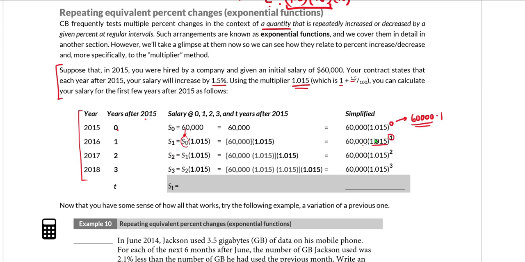Now, we're not going to actually calculate this out because the actual value is irrelevant here. We want to look at the structure of what's going on and discover how to structure any similar type of scenario. Now, in 2017, which is 2 years after 2015, this would be the expression we're using to represent your salary in 2017. What you would do is take your salary 1 year after 2015, in other words, your salary in 2016, and multiply that salary by 1.015. Again, we're just going to keep multiplying a certain quantity by the same percent increase or decrease, in this case a multiplier, over and over and over again.